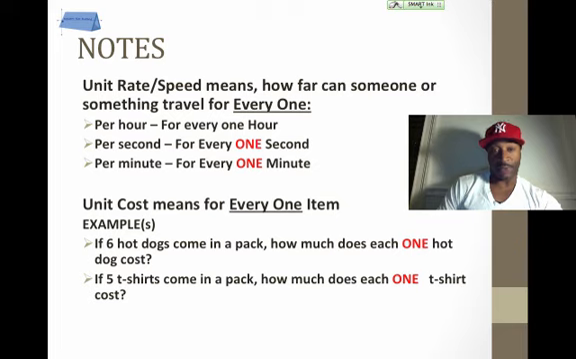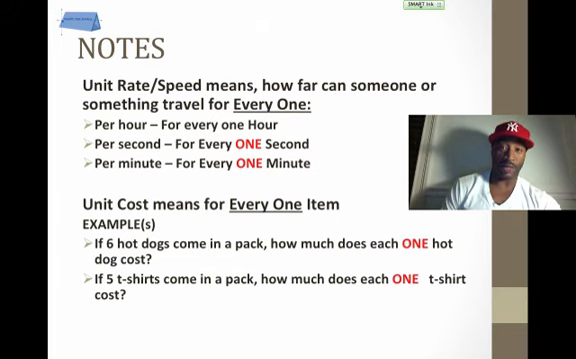The notes that you should be taking, all right, for the recap. Every time we do a recap, you got to take notes. So this is 1 page of notes that you're going to take, and I'm checking for it, so you better have it. Unit rate or unit speed means how far someone or something could travel for every one. If we're talking about per hour, we're talking about for every 1 hour. If we're talking about per second, we're talking about every 1 second. If we're talking about per minute, we're talking about every 1 minute. Okay? Unit cost, that means for every one item.